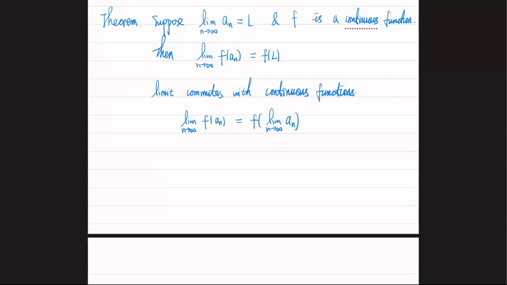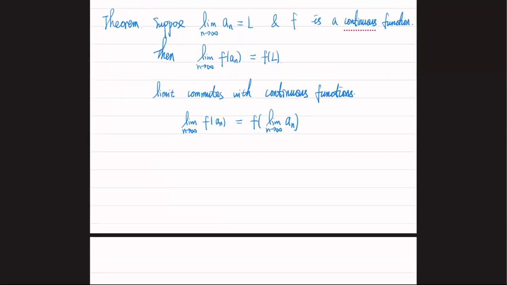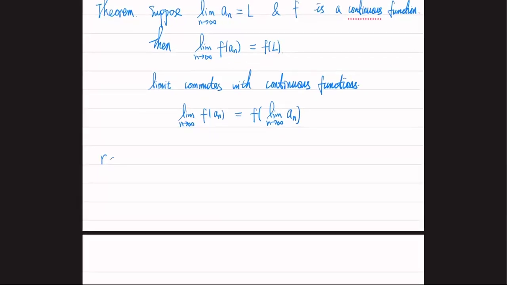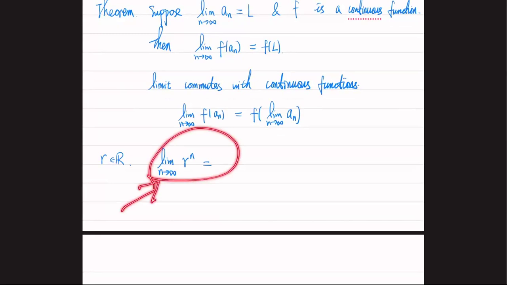Another one. Let R be a real number. What's the limit of R to the power n? Think about this limit. Is there a uniform answer to this question, or do we have to divide it into cases?